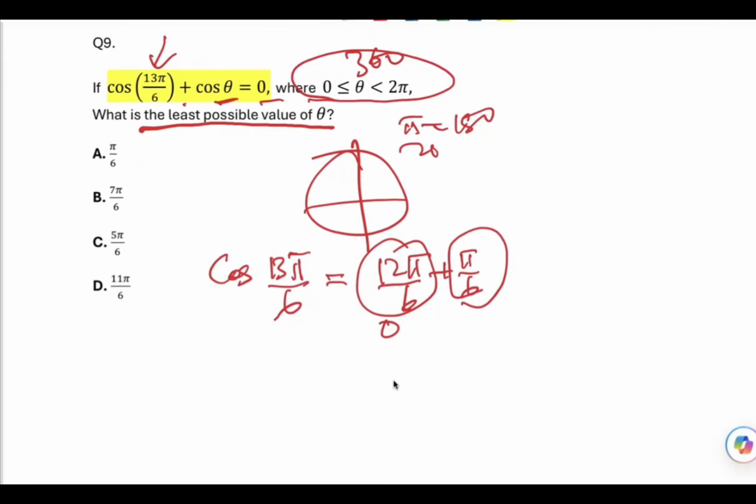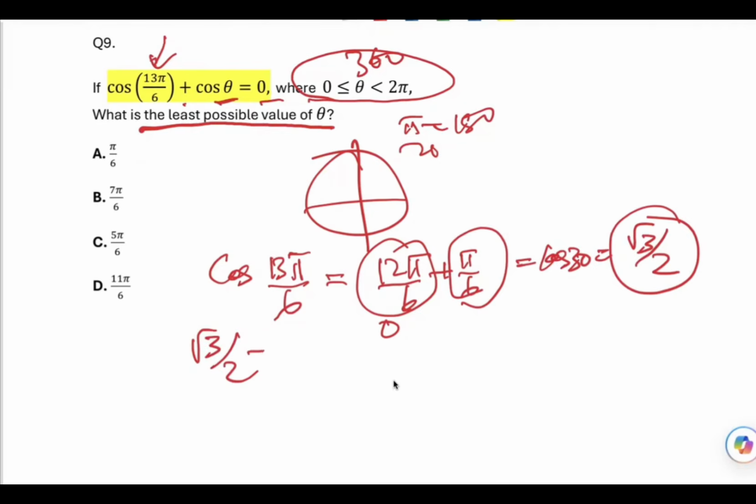Pi over 6 is actually what? Think about it. It's 30 degrees. Cosine 30 degrees is what? It's the same thing as cosine of pi over 6, which is square root of 3 over 2. Now you want to find the expression. They said, if this is square root of 3 over 2, plus cosine of theta, I don't know, is equal to 0.